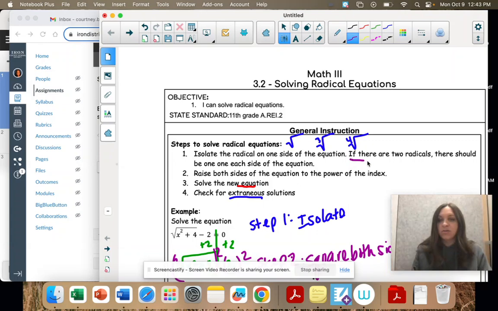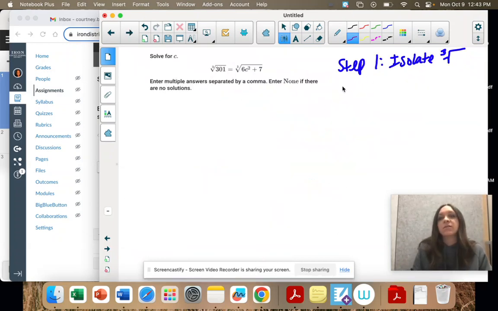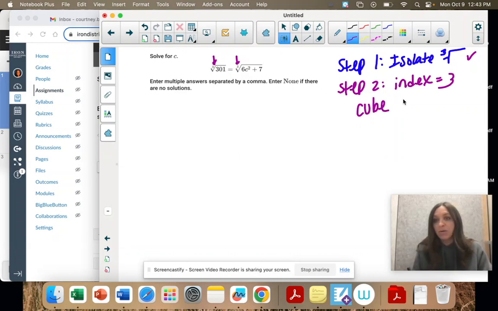If there are 2 radicals, there should be 1 on each side of the equation. So we are there. So check, they're isolated. Step 2, we look at our index, which is 3. That's what this is, those 3's. So we are actually going to cube, take to the power of 3 to each side of the equation.